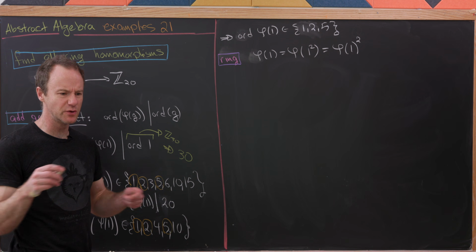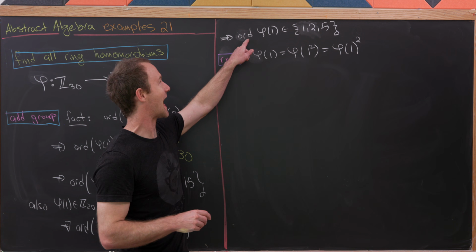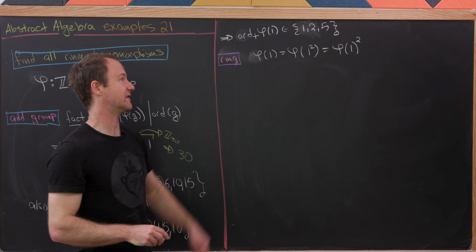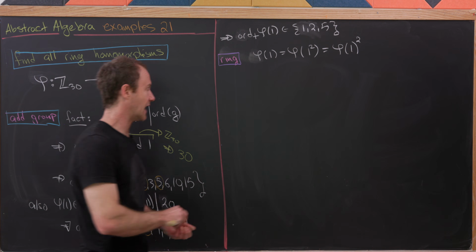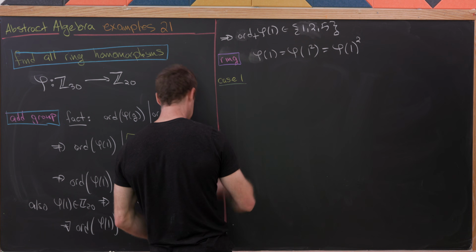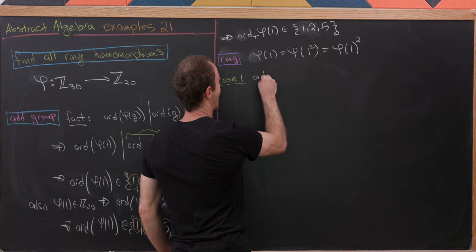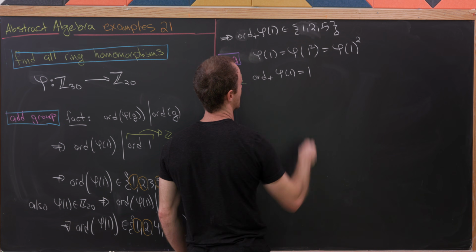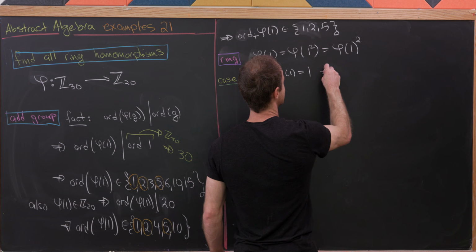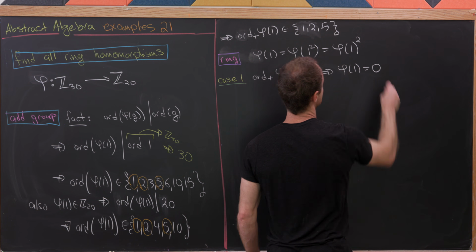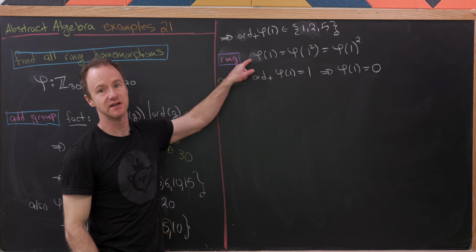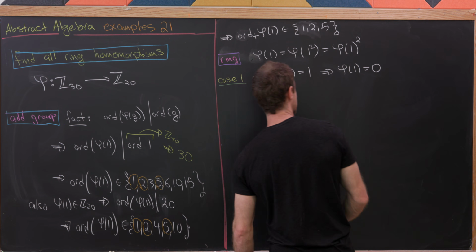Okay, so now we've got two conditions to play off of. We have the additive order of phi of 1, and the fact that phi of 1 must be an idempotent. And let's look through the cases at this point. Let's say our first case is when the additive order of phi of 1 is equal to 1. But there's only one thing that has an additive order of 1, and that is 0. So we have phi of 1 is equal to 0. But then, does 0 satisfy this rule? Yes, it does. 0 squared is equal to 0, so that's okay.